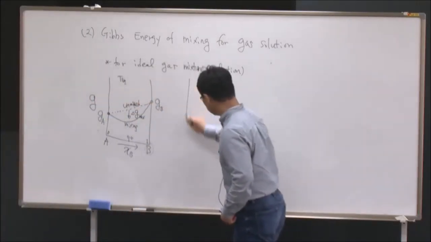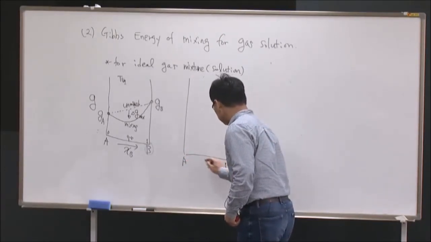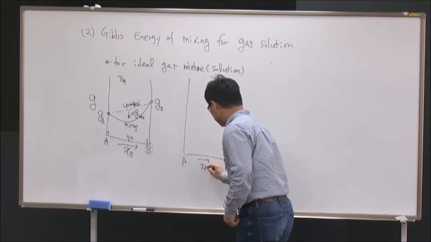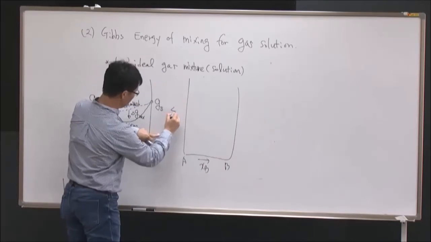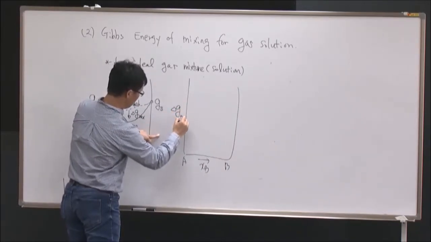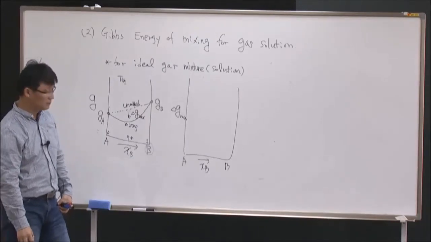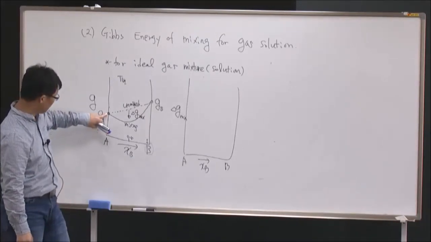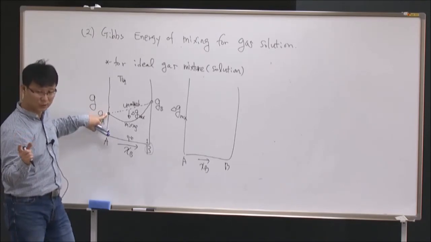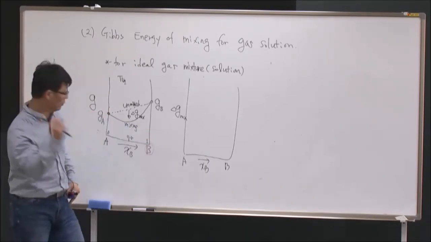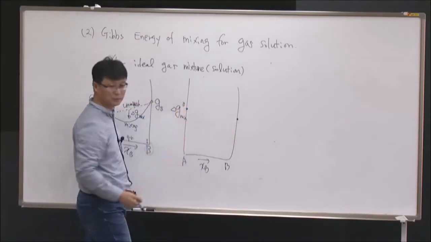And at the same temperature, people also draw it this way. A and B, and let's take this as XB. Instead of G, let's just say delta G of mixing directly. Then delta G of mixing at pure A is equal to 0, and at B it is also 0. So we have 0, 0.